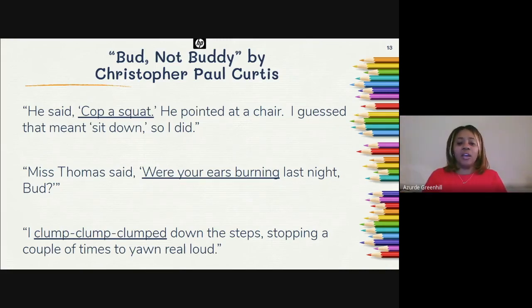Miss Thomas said, "Were your ears burning last night, bud?" Were your ears burning is an idiom, and it just means someone was talking about you. You say, "Oh, were your ears burning?" Because we were talking about you. And I clump, clump, clump down the steps, stopping a couple of times to yawn real loud. So I think we all know what kind of figurative language that is. That's going to be onomatopoeia. You think about someone going down the stairs with heavy feet, it sounds like a clomp, clomp.